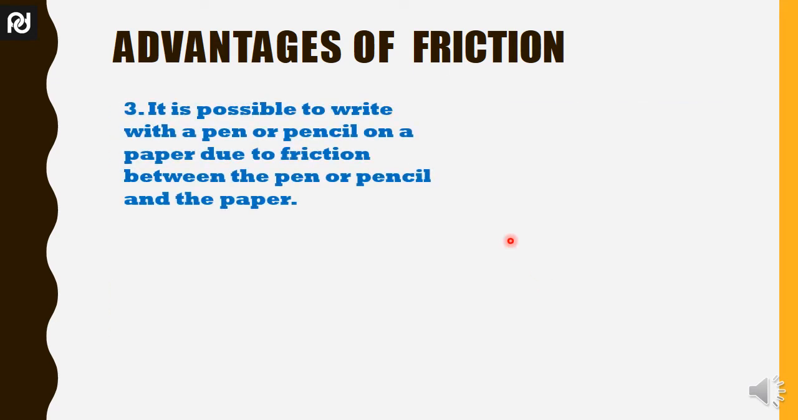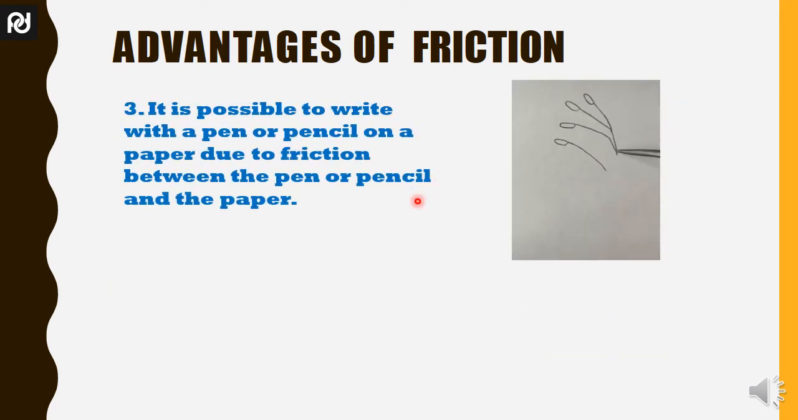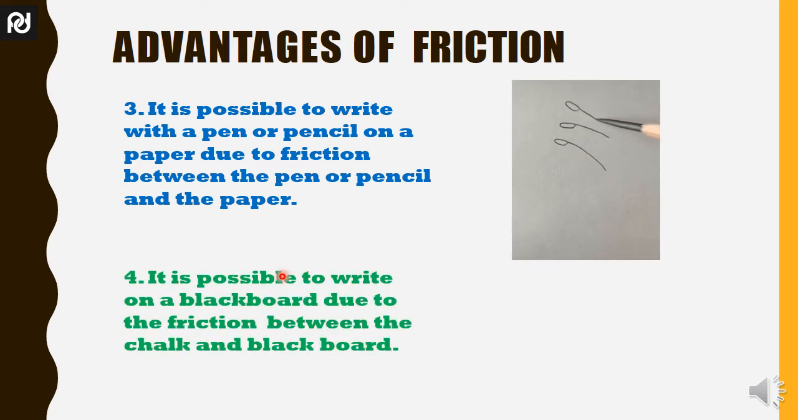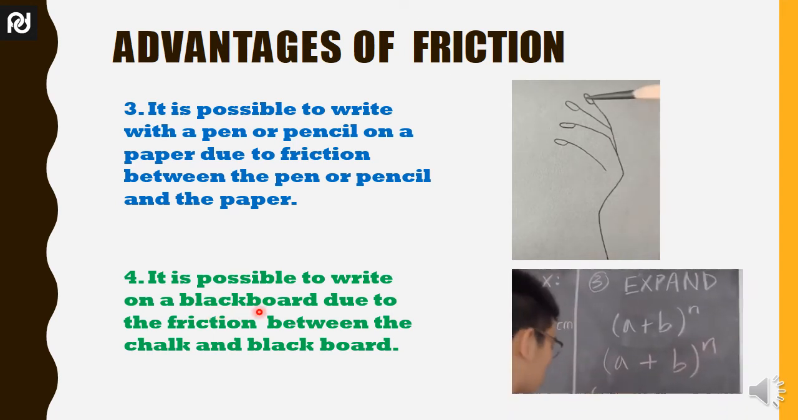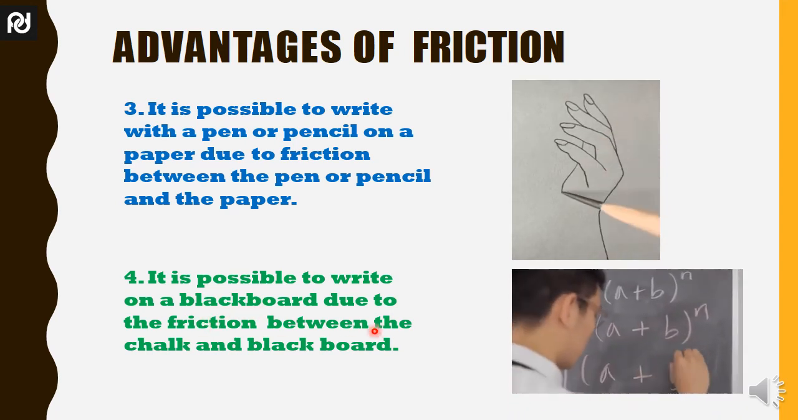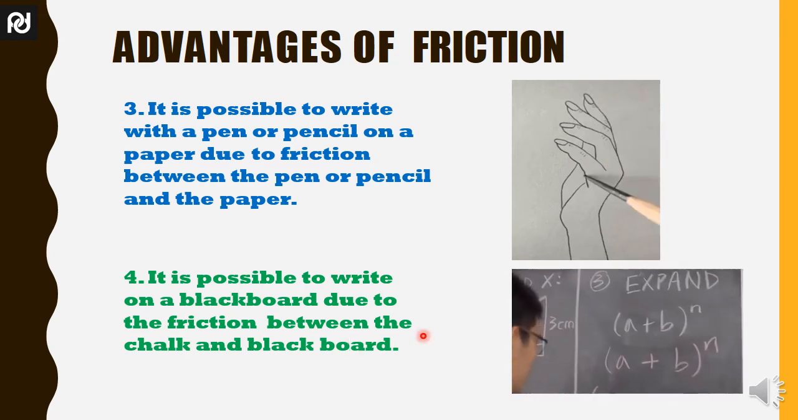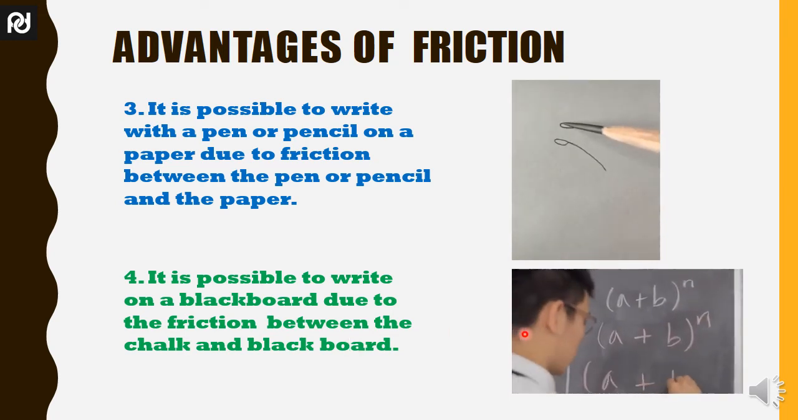Number 3 advantage, it is possible to write with a pen or pencil on a paper due to friction between the pen or pencil and the paper. So the pencil is providing you a way better amount of grip than the pen, and that's why your handwritings are better with the help of a pencil compared to a gel pen. It is possible to write on a blackboard due to the friction between the chalk and the blackboard, as simple as you already are aware of.